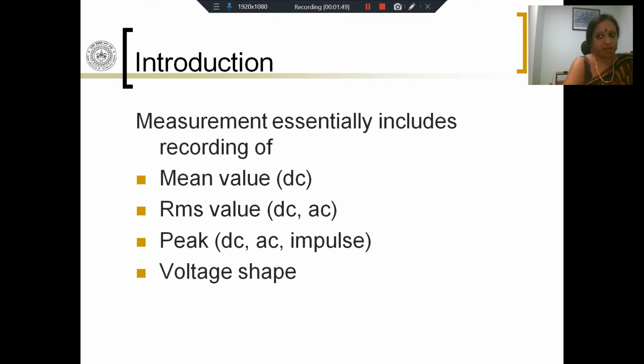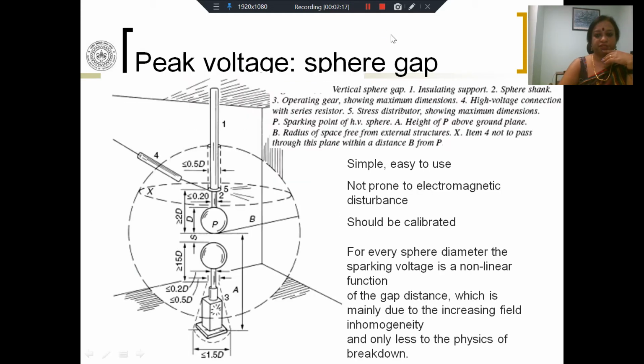Sometimes, especially in case of impulses, we are also interested in the voltage shape, because when we perform the tests, we need to make sure that we have the standard shape of the voltage wave that is being imposed, the shape that is governed by the IEC recommendations, like 1.2/50 microseconds for impulse, 250/2500 microseconds for switching. So these kinds of wave shapes we are also interested in.